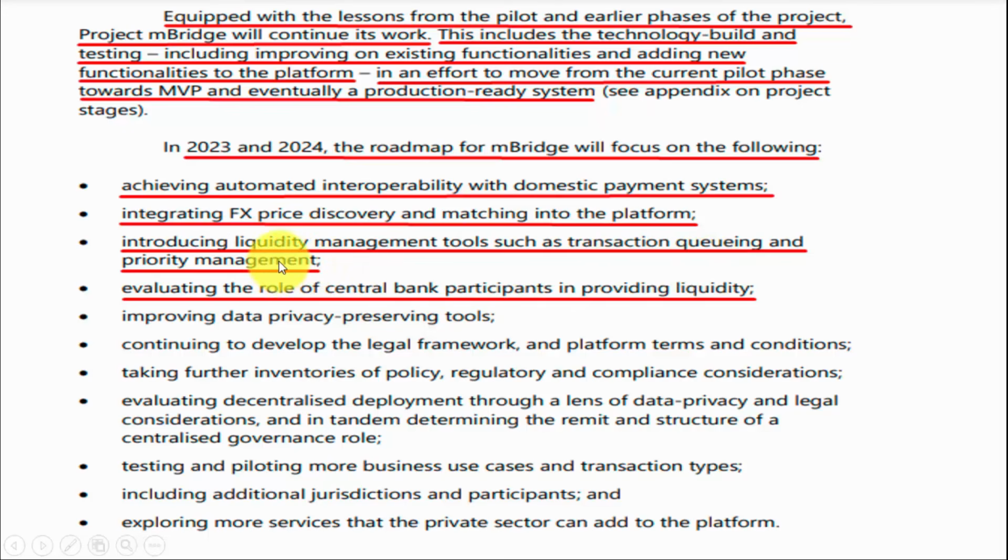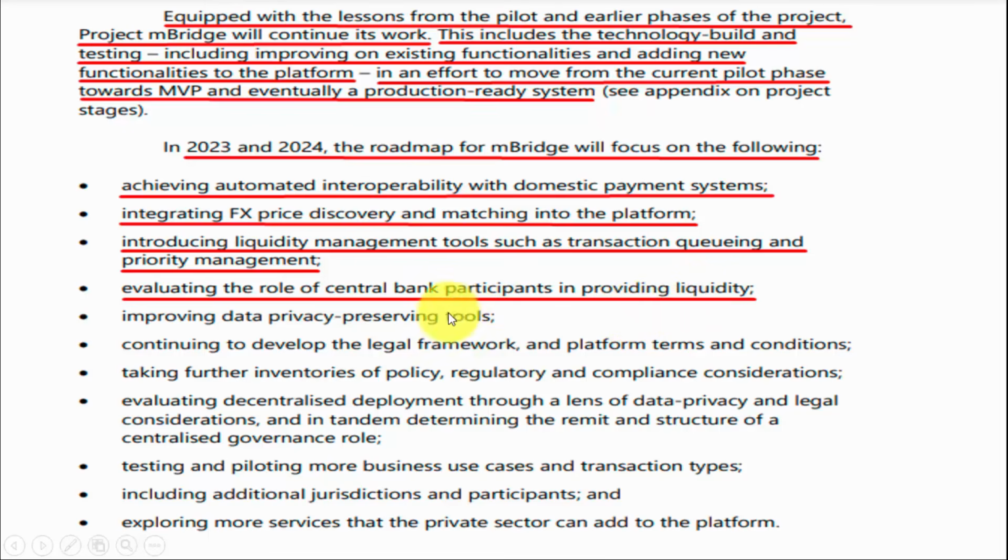So they want to have tools to make it easier for liquidity to be managed within mBridge by central banks, and these tools and features to help manage liquidity are stuff like queuing of transactions and priority management, maybe managing payments that have more priority over others when it comes to using the liquidity and so on. Evaluating the role of central bank participants in providing liquidity, and they want to evaluate the role of central bank participants. Maybe the central bank participants, the commercial banks, what role could they play in providing liquidity onto mBridge?